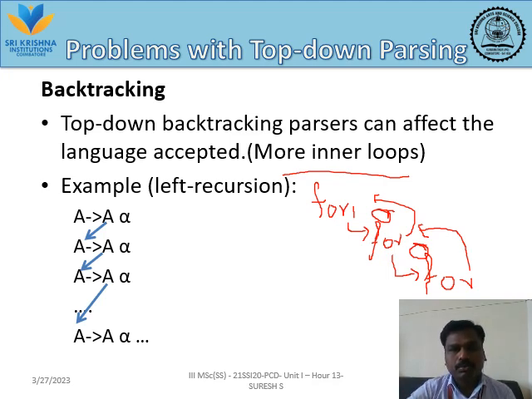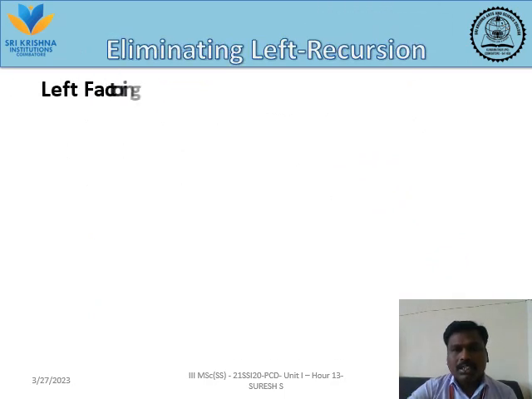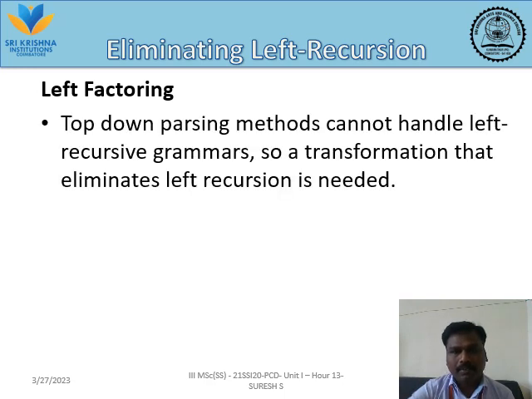Okay, so I hope you understand clearly what backtracking and left recursion are. We will move on to the next one. So what is left factoring? To eliminate left recursion, we have a rule. If you apply that rule, any left recursive grammar can be rewritten by eliminating the left recursion. So that is the rule that we are going to show now.